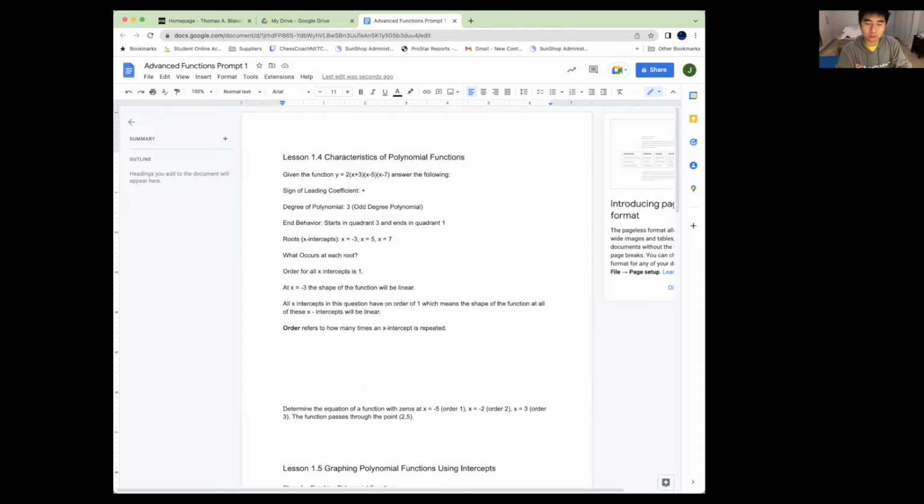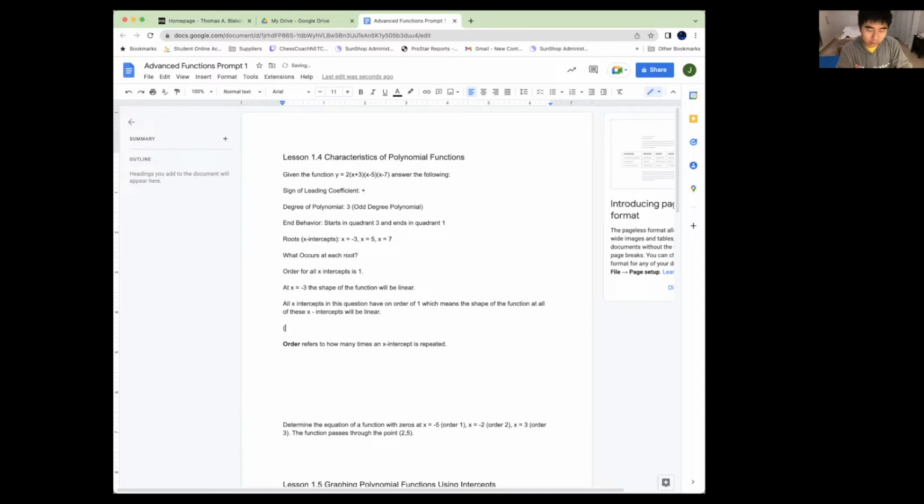Now, I just want to say something. Let's say you had x minus 7 to the power of 2. Since the exponent is 2, that means the order is 2. It's just literally the order you can think of as just being the exponent. And since it's to the power of 2, that means the shape of the function at, in this case, x equals 7, is going to be a parabola, because anything to the power of 2, in most cases, is a quadratic function.